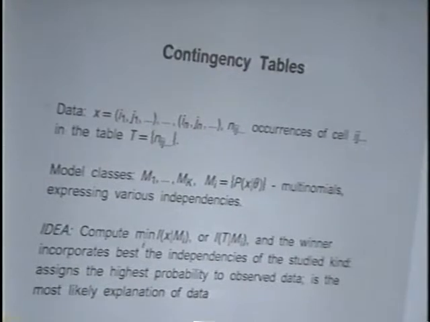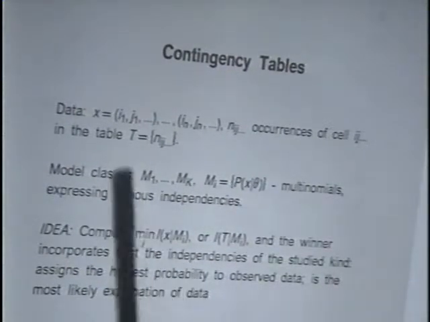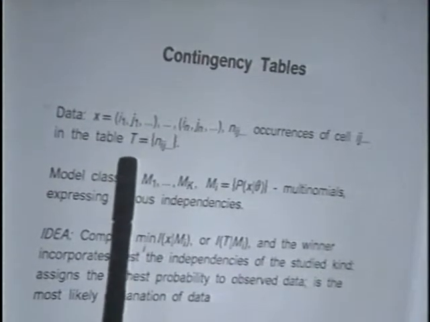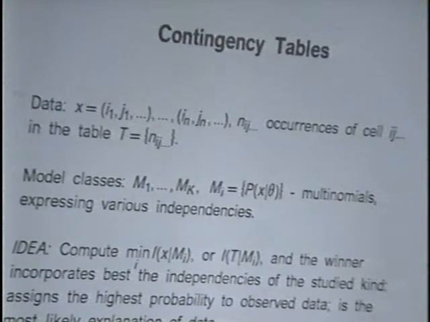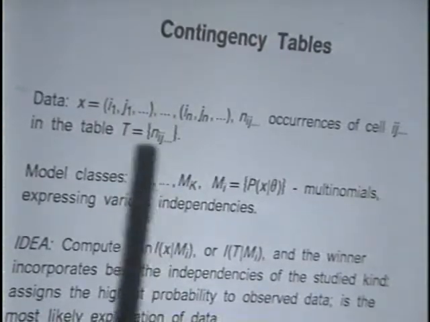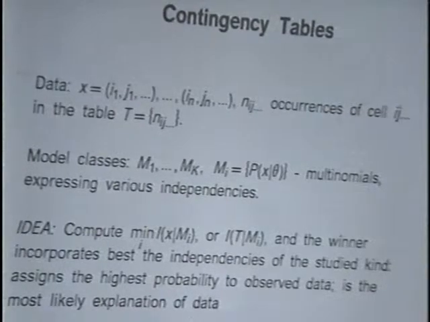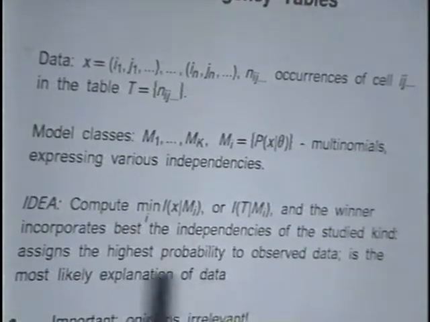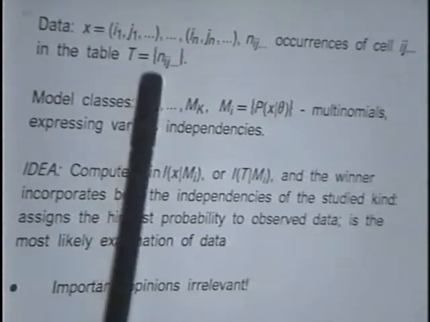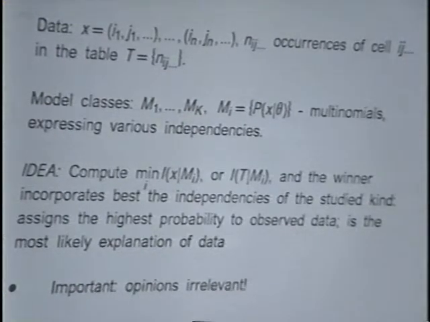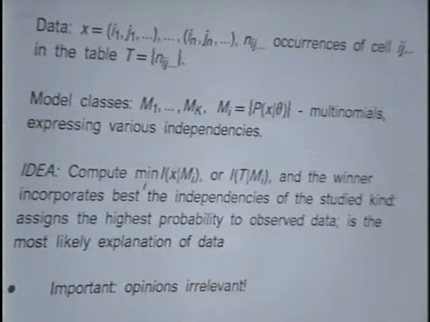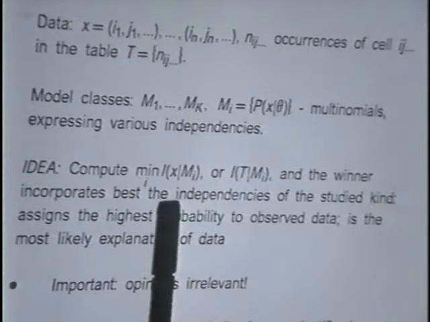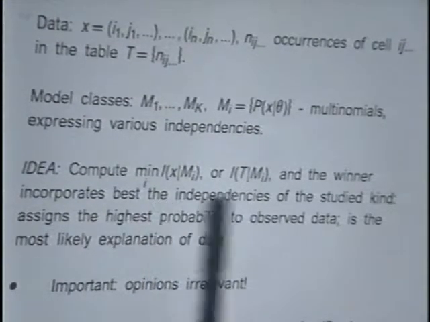So let me finally get to the contingency tables. These are tables whose entries are non-negative integers, counts of occurrences. There's an underlying data sequence. And the model classes are expressed by polynomials, and they express various rather complicated constraints on the variables or the dimensions in that. And this idea of ours is the one for which we compute the stochastic complexity. In fact, you compute it for all.